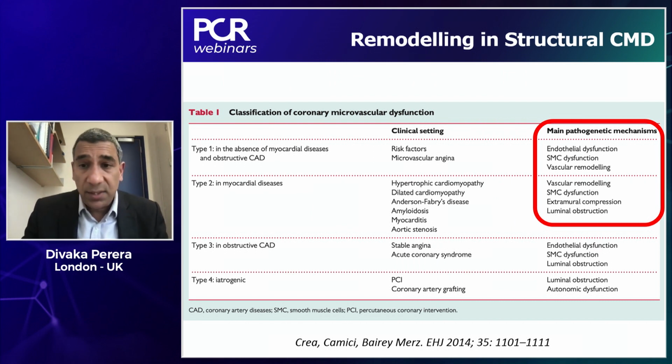And this has long been recognized and is very nicely summarized in this article by Kamichi Krier and Noel Berry-Mertz, where they spoke about smooth muscle dysfunction, vascular remodeling, and endothelial dysfunction, all contributing to the process of structural microvascular dysfunction. So I'll pause there and perhaps ask Javier and Eva whether you've got any thoughts or any questions you'd like to ask about these endotypes.